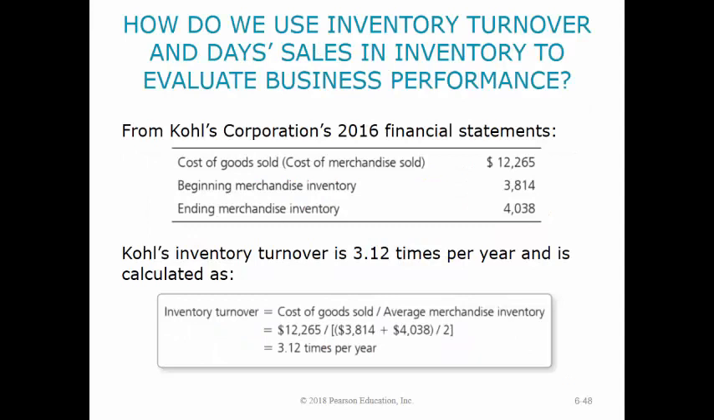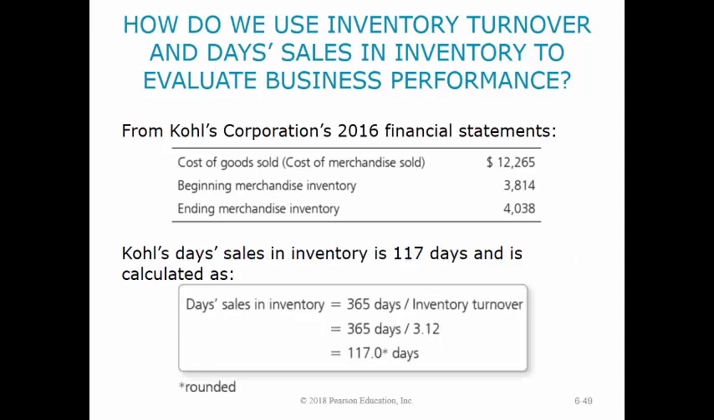Let's return to Kohl's Corporation and evaluate the company's inventory levels using the two ratios discussed. It appears that Kohl's sells its average inventory 3.12 times per year. A high turnover rate is desirable, and an increase in the turnover rate usually means higher profits.